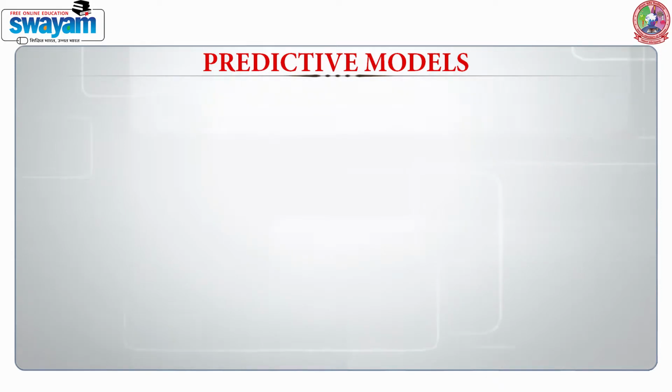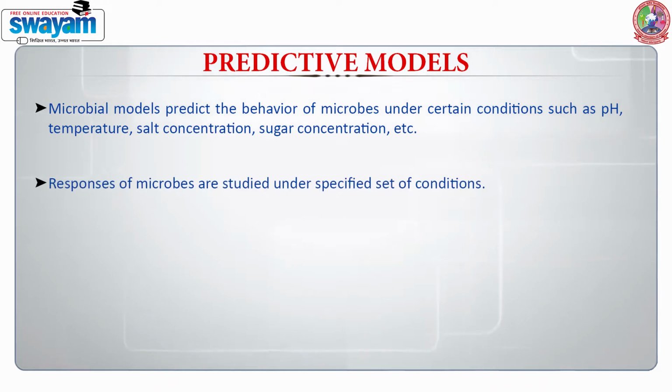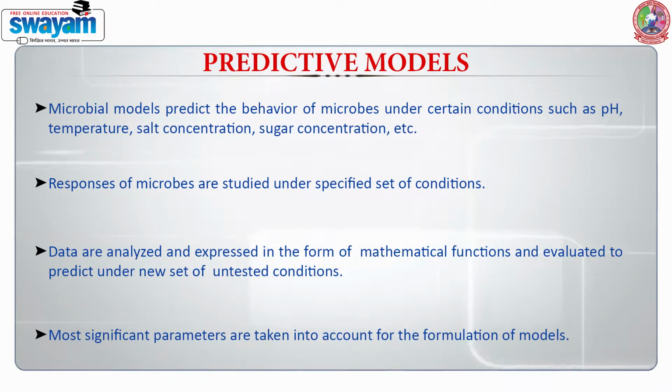What are these predictive models? These models are going to predict the behavior of the microbes under conditions such as pH, temperature, salt, sugar changes. We also take the responses of the microbes. These responses are then studied under a specified set of conditions, and the data which has been collected is analyzed and expressed in the form of mathematical functions and evaluated to predict new sets of untested conditions. Most significant parameters are taken into account for the formulation of these predictive models.